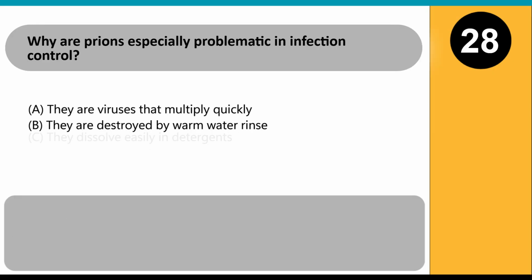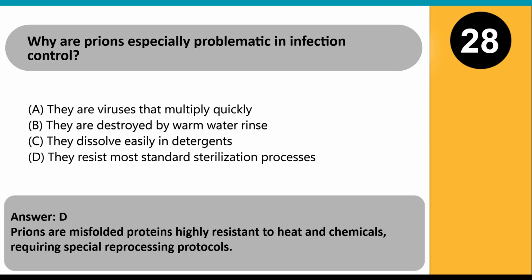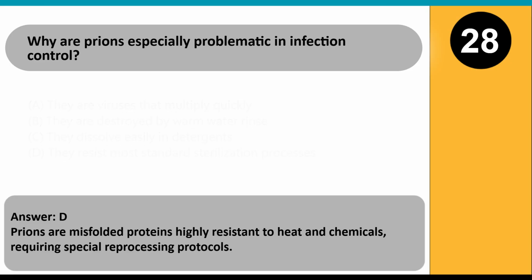Why are prions especially problematic in infection control? A. They are viruses that multiply quickly. B. They are destroyed by warm water rinse. C. They dissolve easily in detergents. D. They resist most standard sterilization processes. Answer D. Prions are misfolded proteins highly resistant to heat and chemicals, requiring special reprocessing protocols.